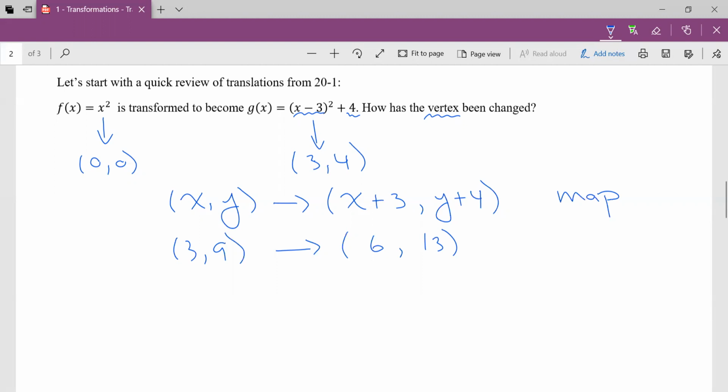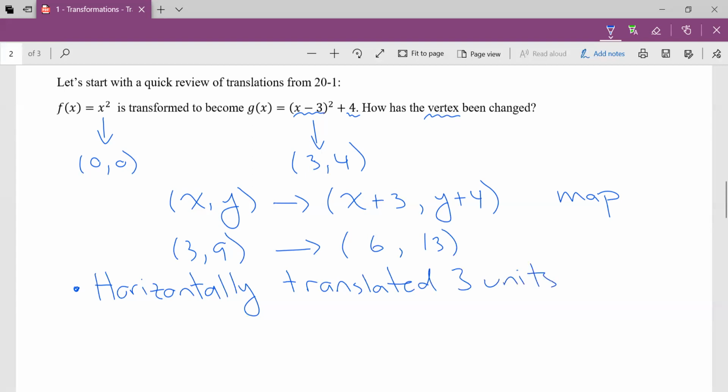When we go to describe these translations, when you write it out on a test or an assignment, you're not allowed to use any abbreviations. You have to write it all the way out. So what I would say about this transformation is that it's horizontally translated 3 units right.